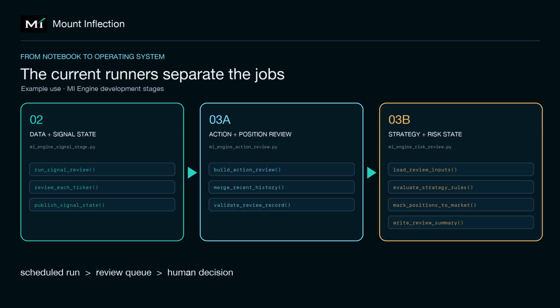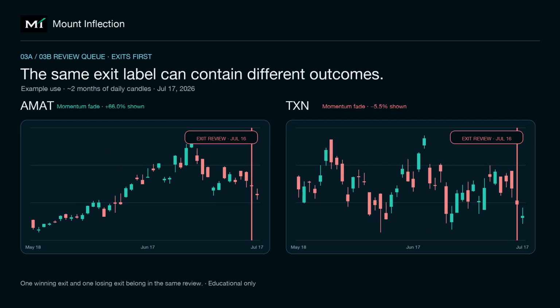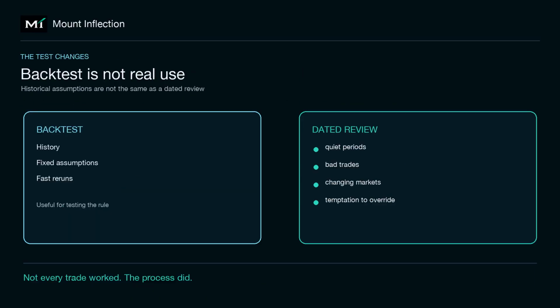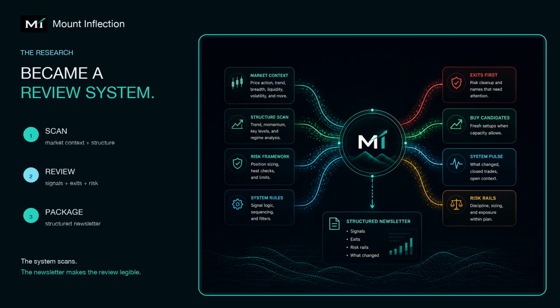So eventually, I began operating versions of the system in my own account. And that was really important to me because a backtest can look very impressive and still hide bad assumptions. Real use is different. You have to live through the quiet periods, the bad trades, the changing markets, your own impatience, and the temptation to override the process. I made plenty of mistakes, and at times I took positions that were too large. I changed ideas that needed changing. So not every trade worked, but the process did. And over roughly 5 years of actual use, it became something I relied on to organize decisions.